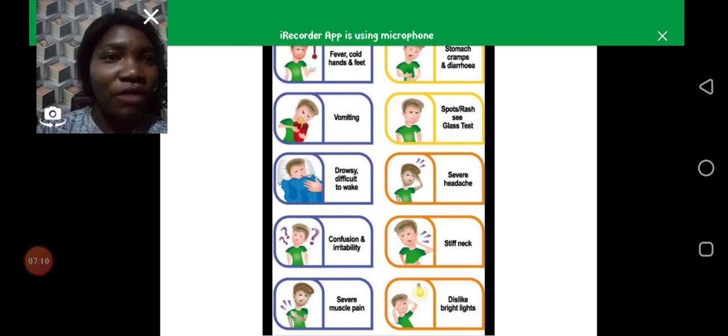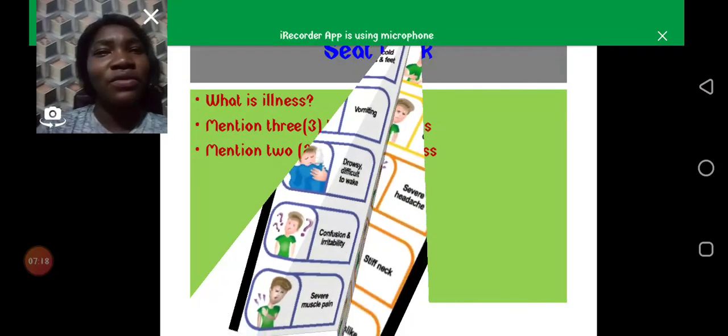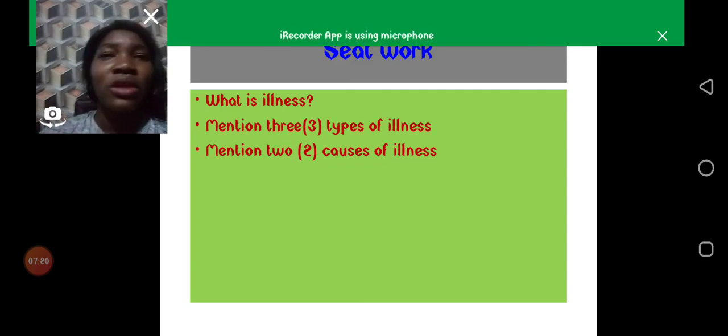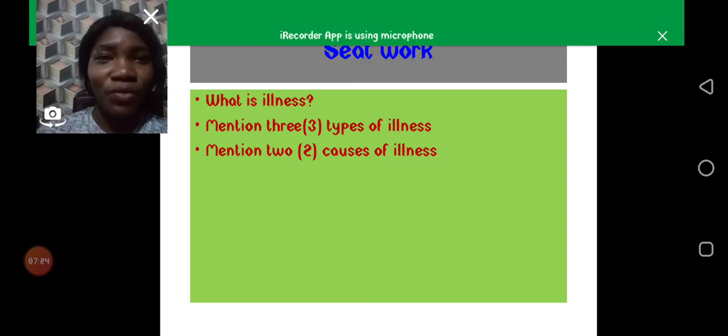Can you see pictures of people with different sickness? We have fever, cold. You can see the child vomiting, drowsy, difficult to wake, all those things. We have different kinds of sickness. So that is about this topic, just for you to revise.